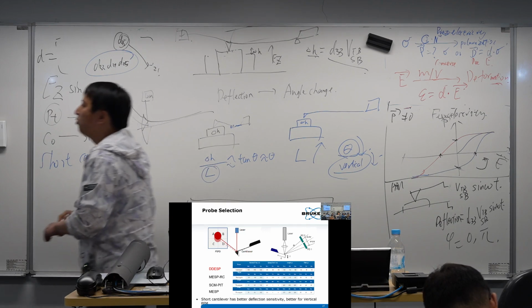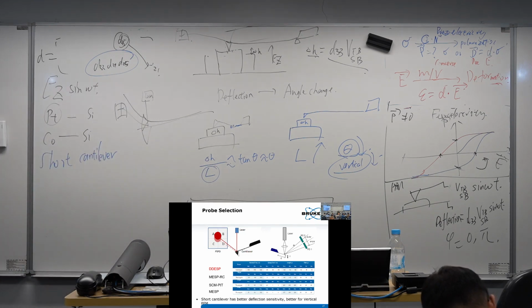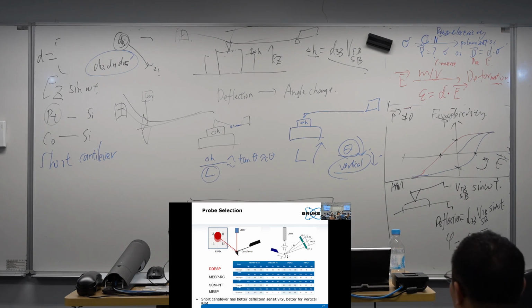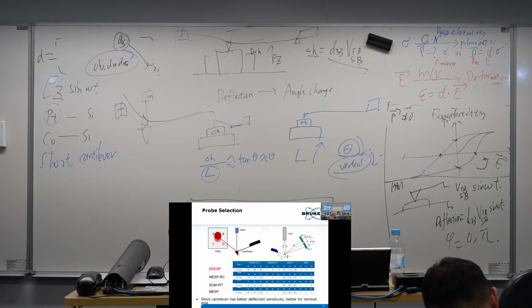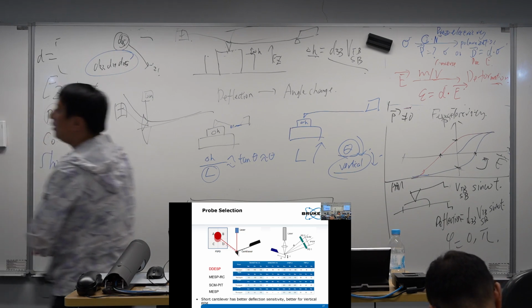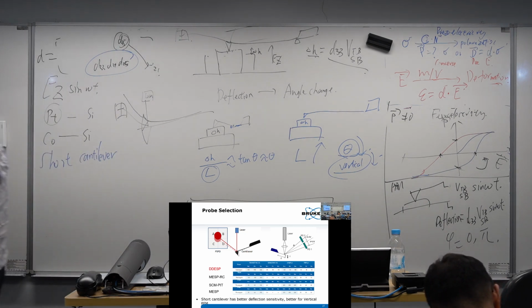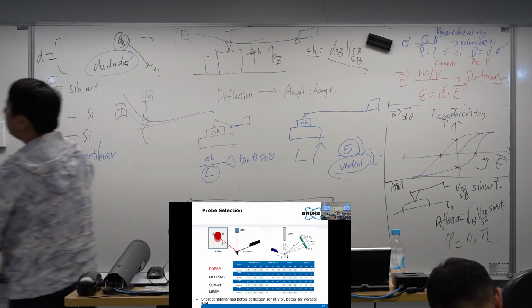So we would recommend these two: the MESP RC and the DDESP. The length of the MESP RC is about 125, and under the nominal length of the SMPIT and MESP is about 220. So we recommend this MESP RC. This probe is short. It's good for the PFM.